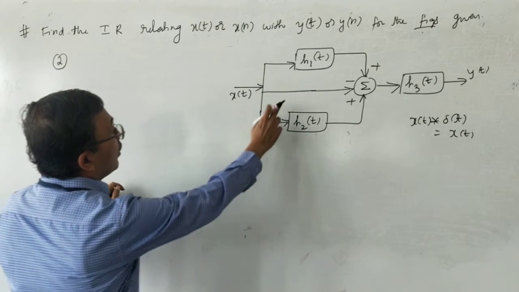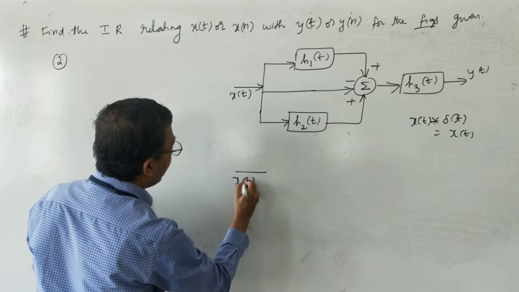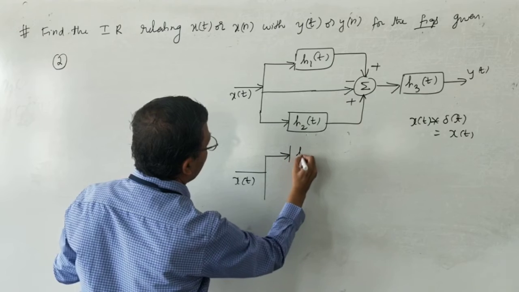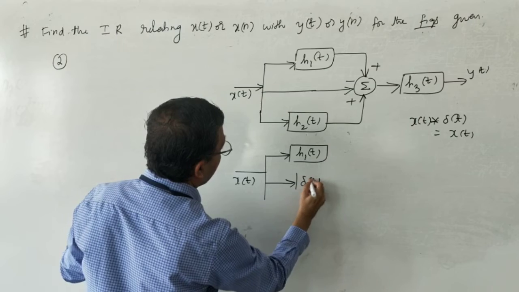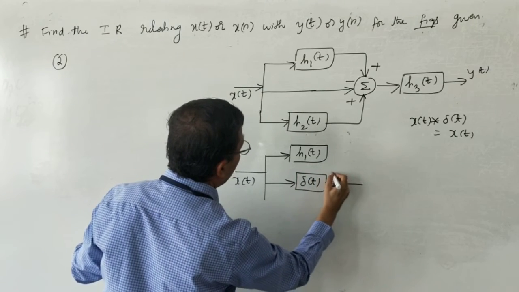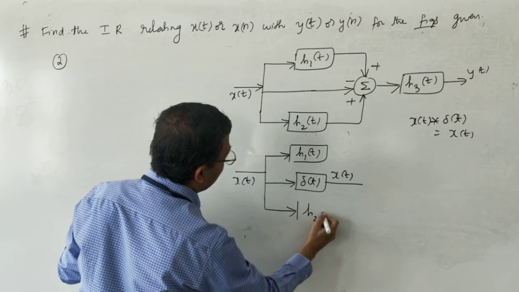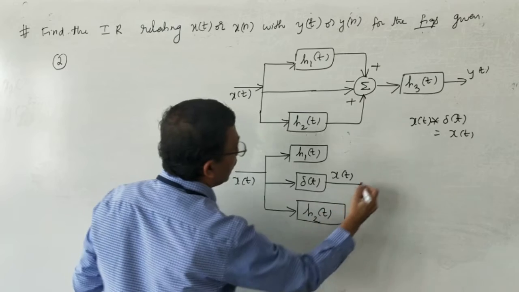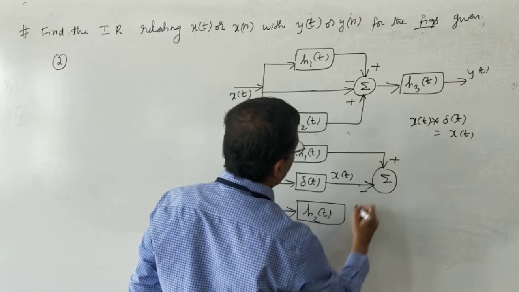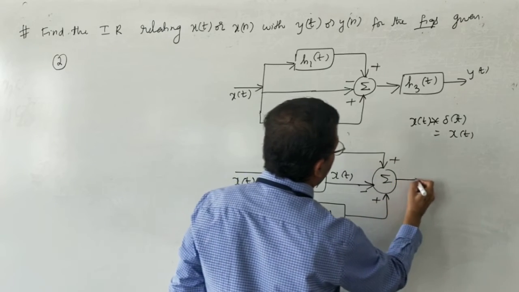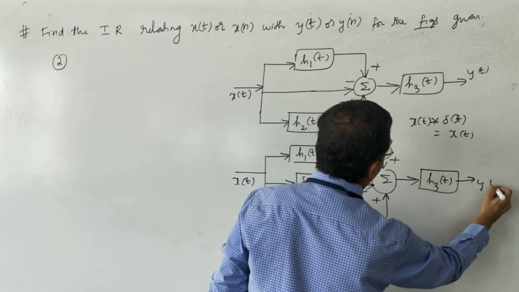Therefore, the impulse response of this part is like this. Please watch here. X of T. This is H1 of T. I'll write here delta of T. Because X of T convoluted with delta of T is X of T, it is not 1. This important point should be understood. We then add with proper polarities. This is plus, this is plus H3 of T. Overall output is Y of T.